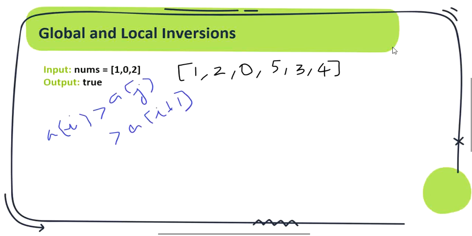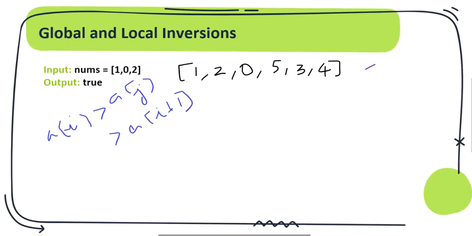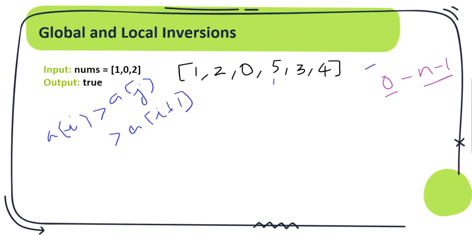If you observe this given array, the numbers in the array are strictly from 0 to n minus 1. So let's consider this subarray 5, 3, 4 and calculate the global and local inversions. 5 and 3 satisfy one global inversion, and 5 and 4 also satisfy one global inversion, because 5 is greater than 3 and 5 is greater than 4. But if you calculate the local inversions, 5 is greater than 3 but 3 is not greater than 4.